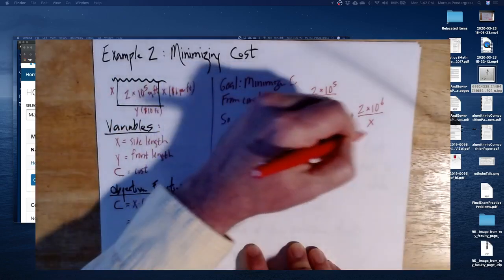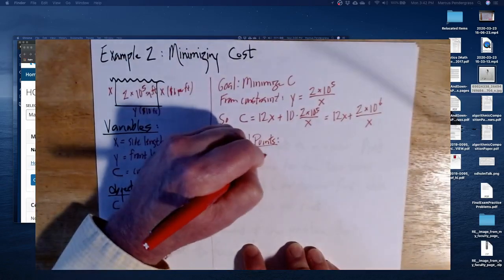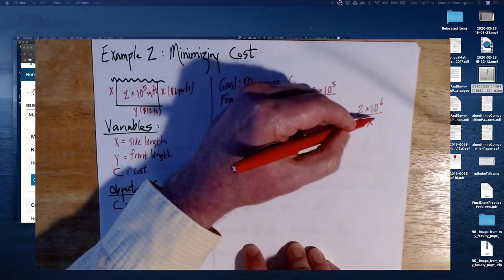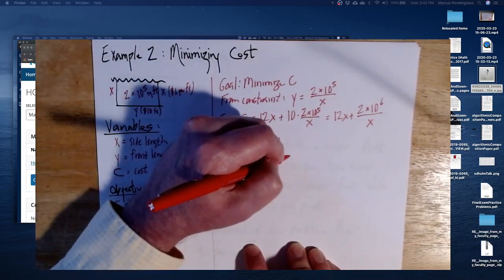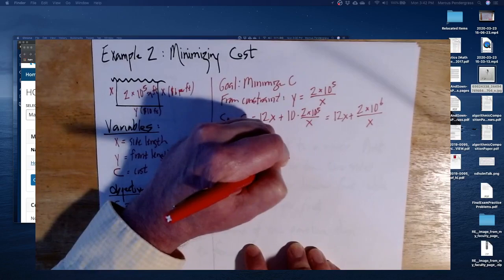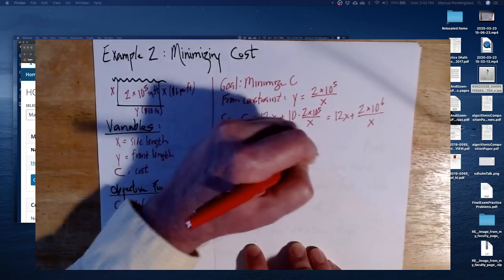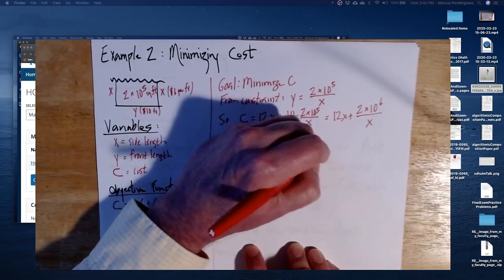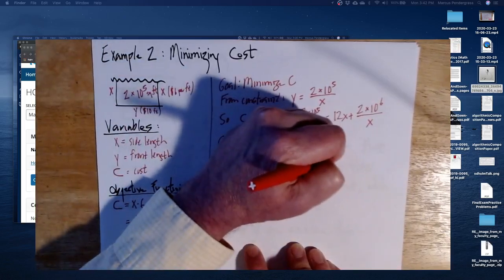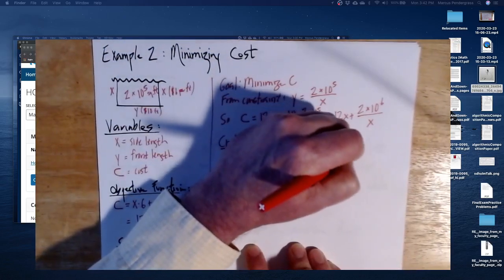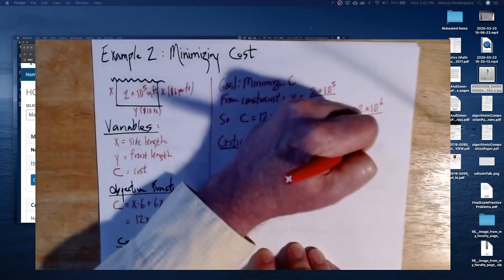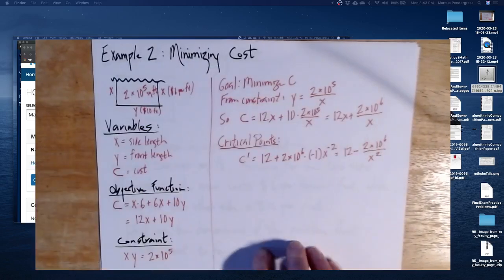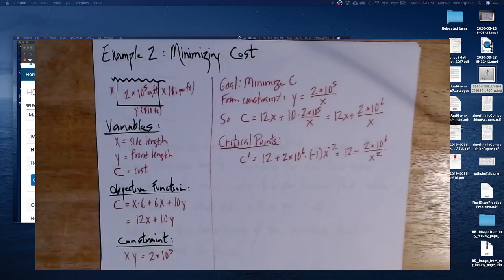So C prime here, and I'm just working off this, would be 12 plus, and if I think of this as 2 times 10 to the 6 times x to the negative 1 power, I would have 2 times 10 to the 6th times the derivative of x to the negative 1, which would be negative 1 x to the negative 2, or I get 12 minus 2 times 10 to the 6th over x squared. That's my derivative.